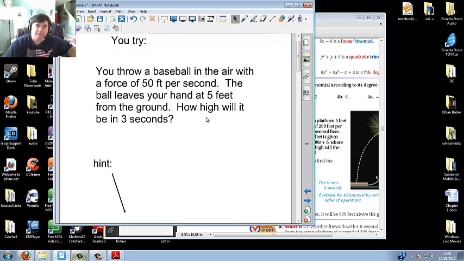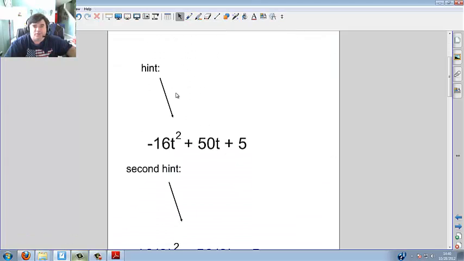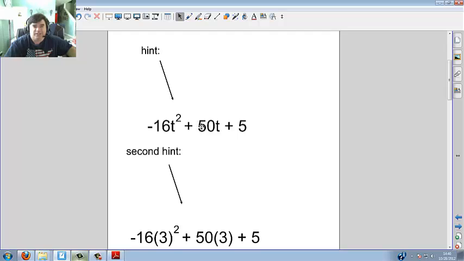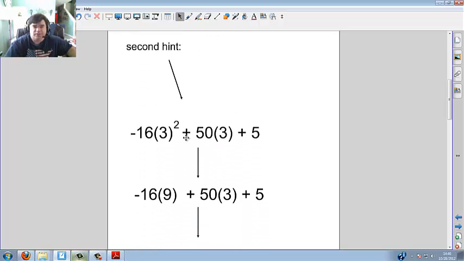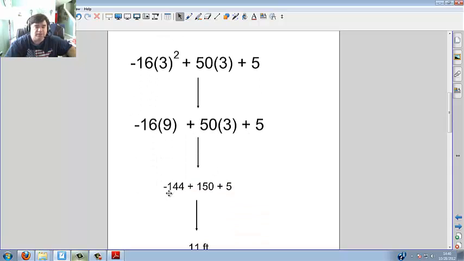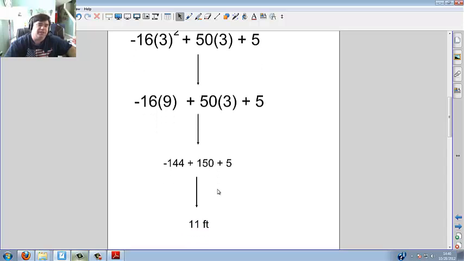Let's see how you did. So we'll go ahead and give it a try here. -16t² + 50t + 5. We drop the 3 in for all these. 3 squared makes 9. 50 times 3 is 150. So -144 plus 150 plus 5. It's only 11 feet off the ground.